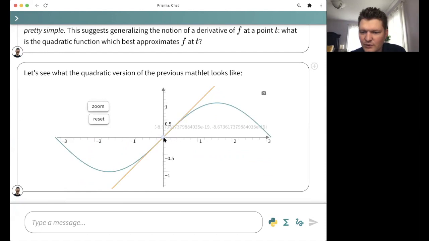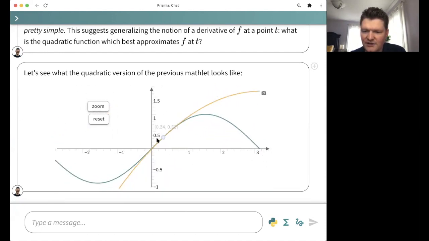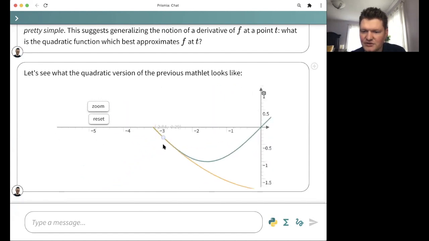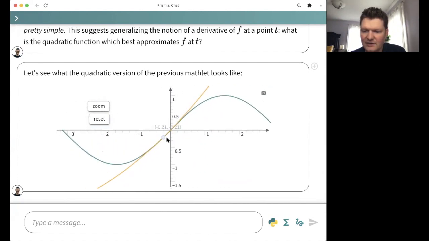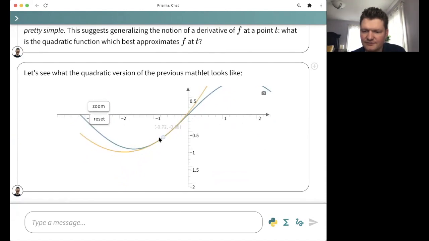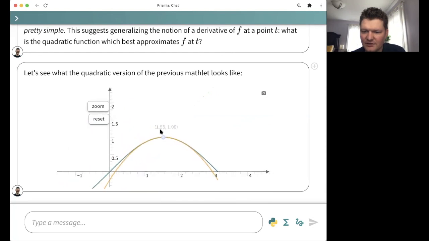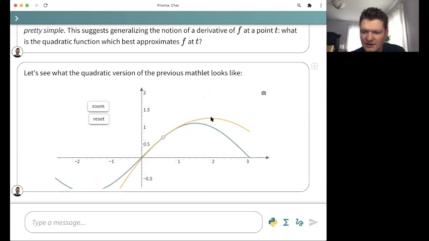But as soon as we move away from the origin, we start to get a little bit of curl in that orange graph. And it's going to fit the function's graph better at the point of interest than a straight line would. All right, so we can see that this does a nicer job at the cost of a little bit of additional complexity, keeping track of an extra term for this orange function.